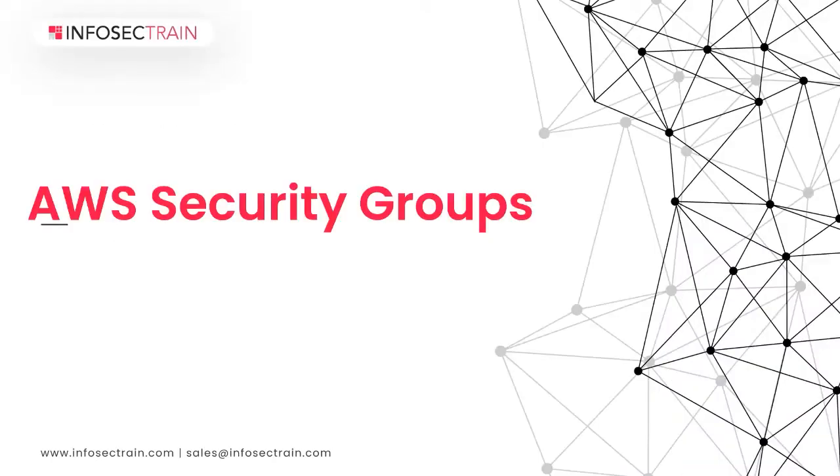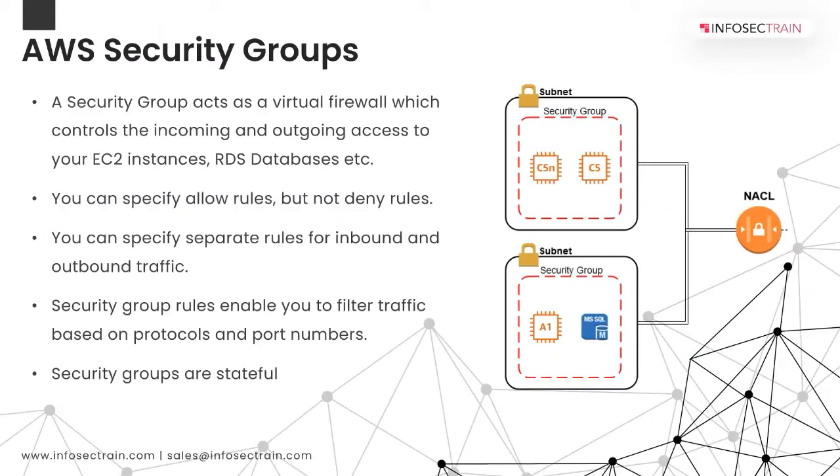So it's a very common concept in AWS that we talk about the security groups. A security group in AWS is a virtual firewall which basically controls the incoming and outgoing access to your EC2 instances and databases, etc.